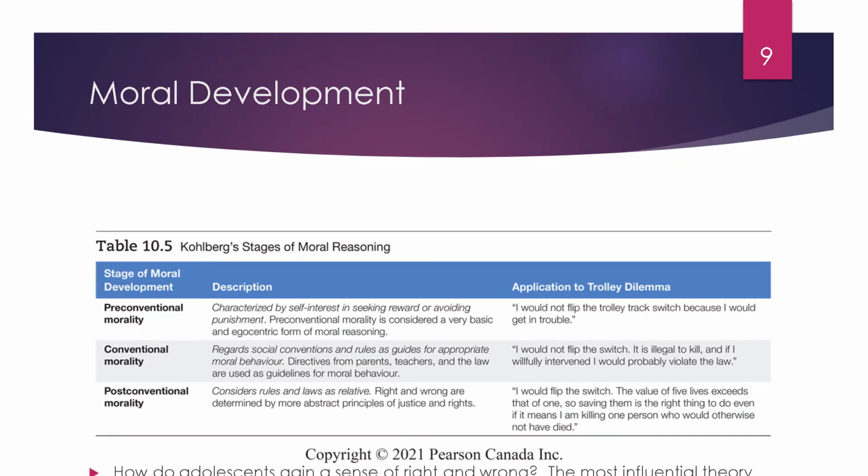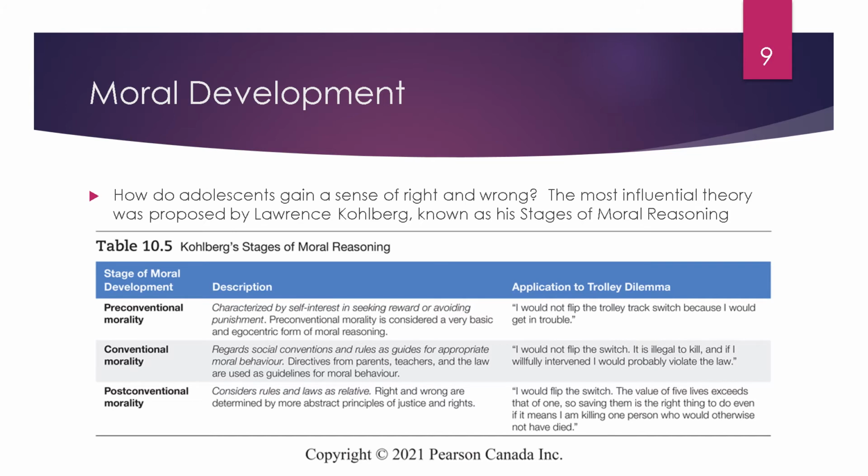So now I want to talk briefly about moral development. I actually find this really interesting. So when we talk about morals, we're talking about having a sense of right and wrong. So one of the questions you might ask is, how do adolescents gain this sense? The most influential theory that we see is proposed by Lawrence Kohlberg, and it's known as his stages of moral reasoning. So basically he would say that as we grow and as we develop, we go through these different stages of moral reasoning, and at each stage, the factors that we base our decision on vary.